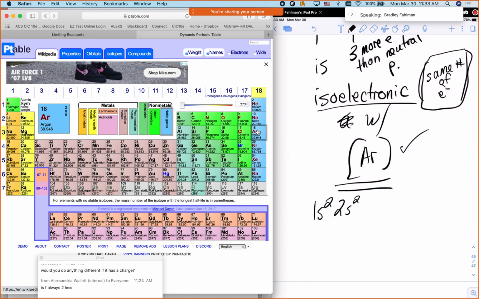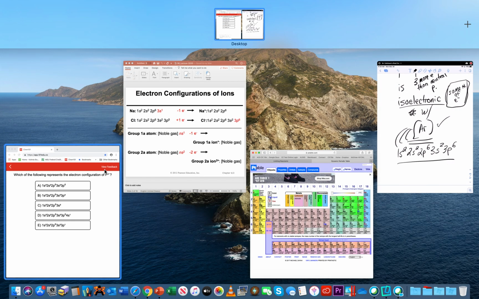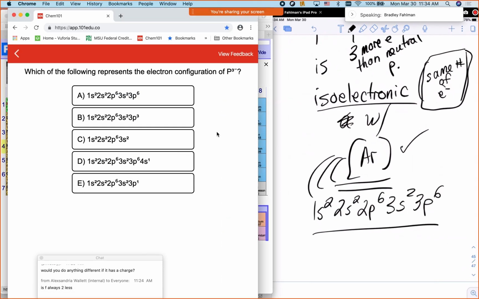Okay, so you could either put just this, or you could do the whole 2s2, 2p6, 3s2, 3p6. Okay, so either one of these would be the right answer. I guess they want it all the way, but yeah.